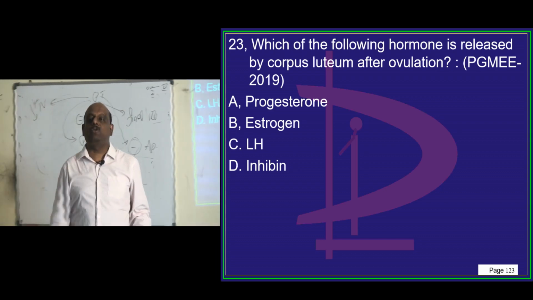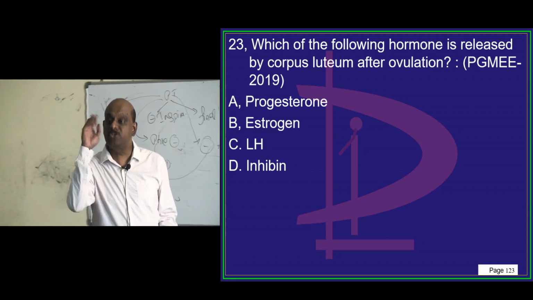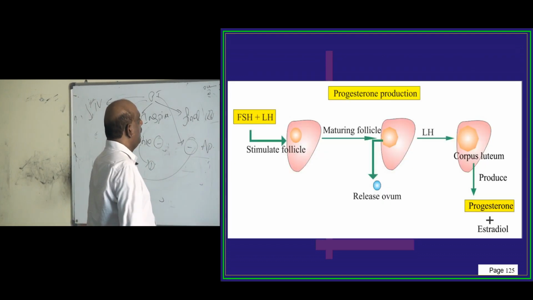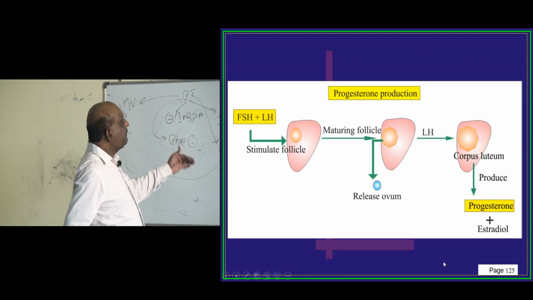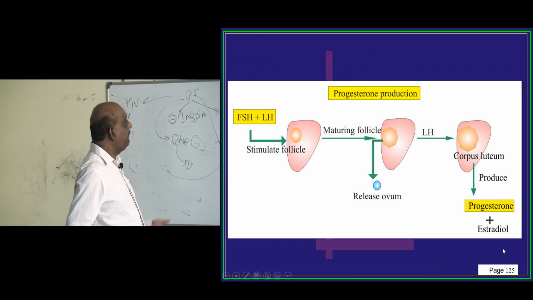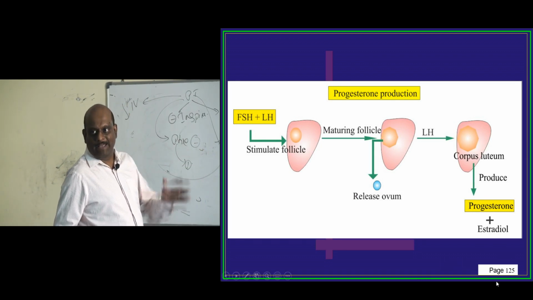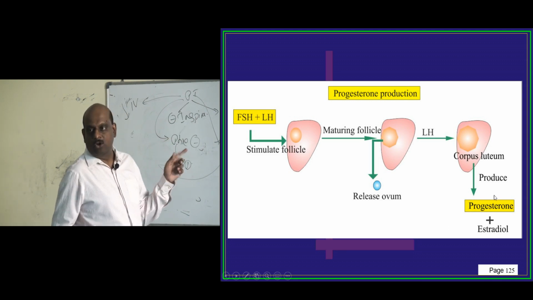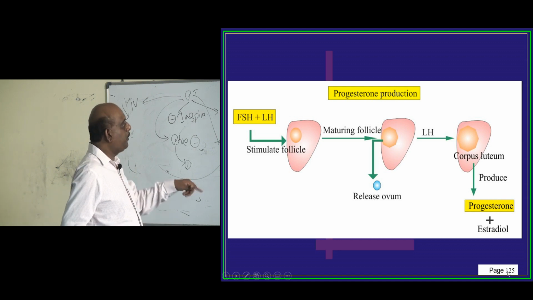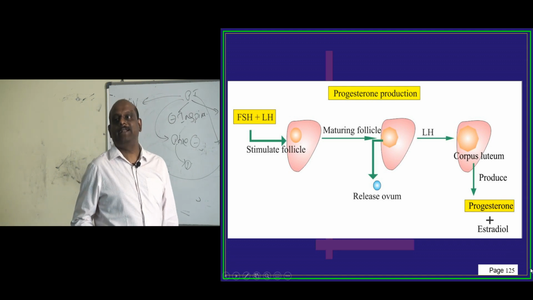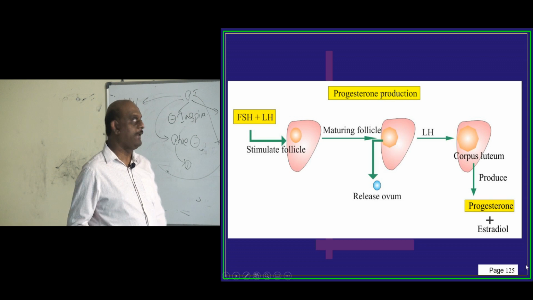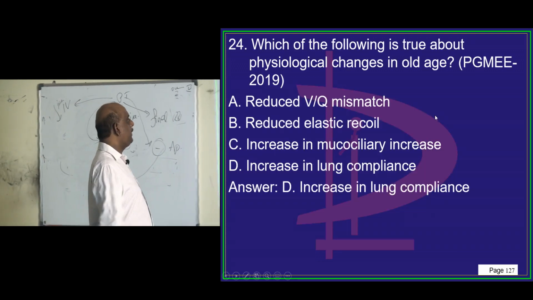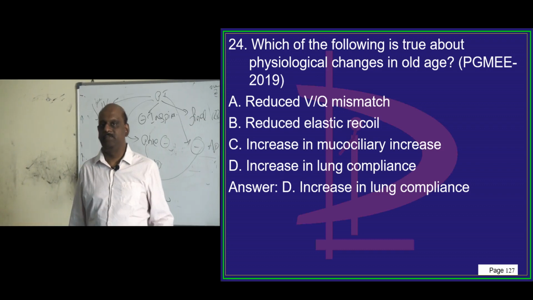Doctor, what will the corpus luteum do after ovulation? Ovulation physiology is another hit list topic in physiology, 50 topics. FSH and LH stimulate the follicle to make it a maturing follicle that releases the ovum with the LH surge. LH in turn stimulates the corpus luteum, and that produces the progesterone predominantly plus estradiol post-ovulatory from the corpus luteum.